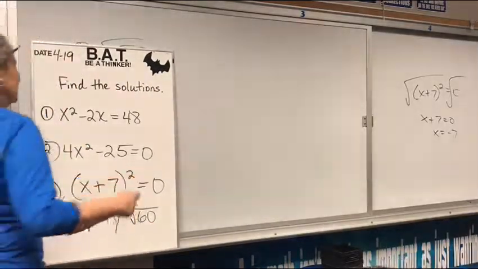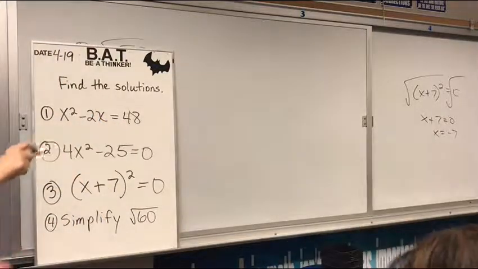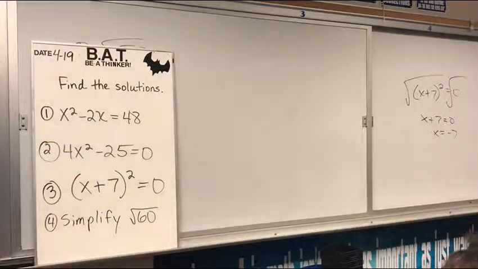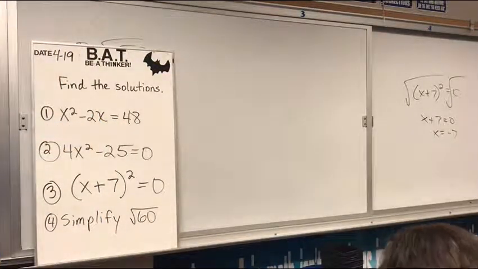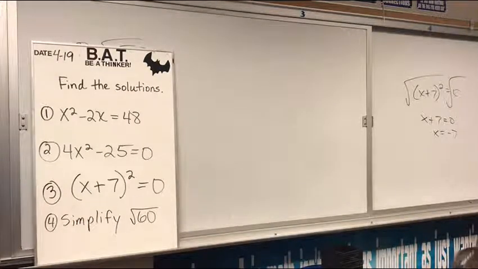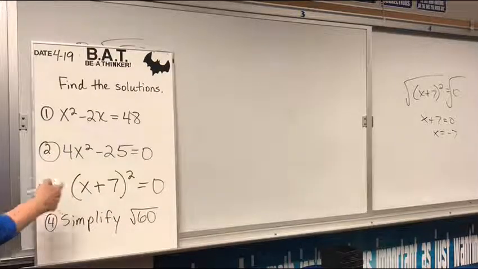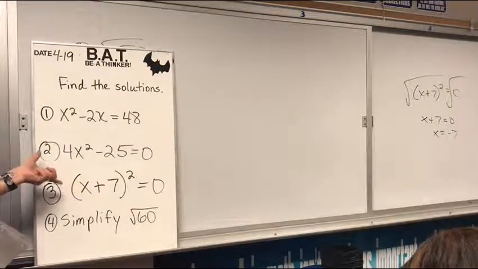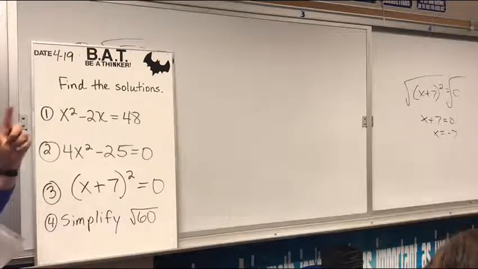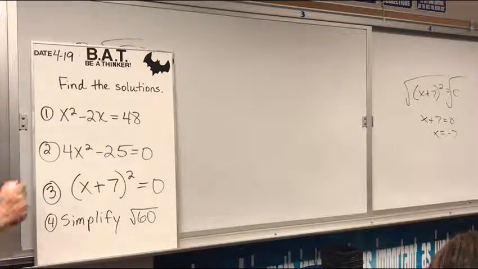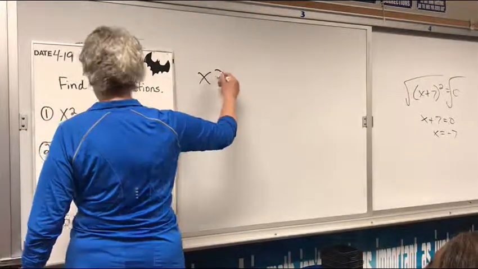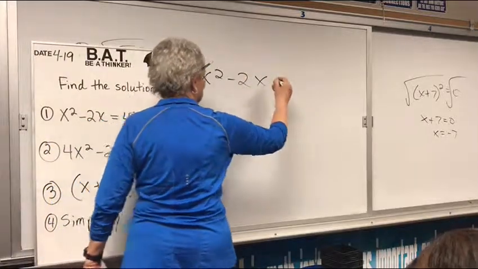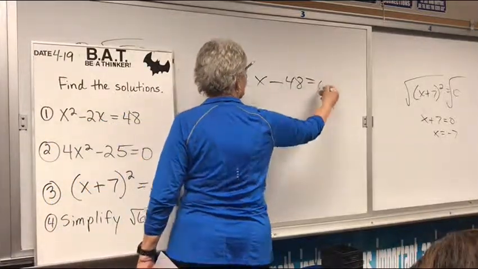Number one is an equation that you're going to solve by factoring. And on Monday, you have a 100-point quiz, just like number one. Not like number 2 and 3, because 2 and 3 is a new lesson. You can do 2 and 3 by factoring, but you don't have to. Okay? I'll show you. X squared minus 2x minus 48 equals 0.